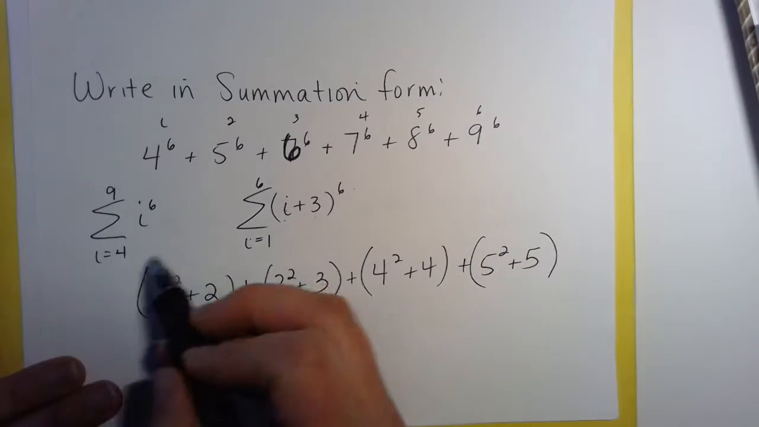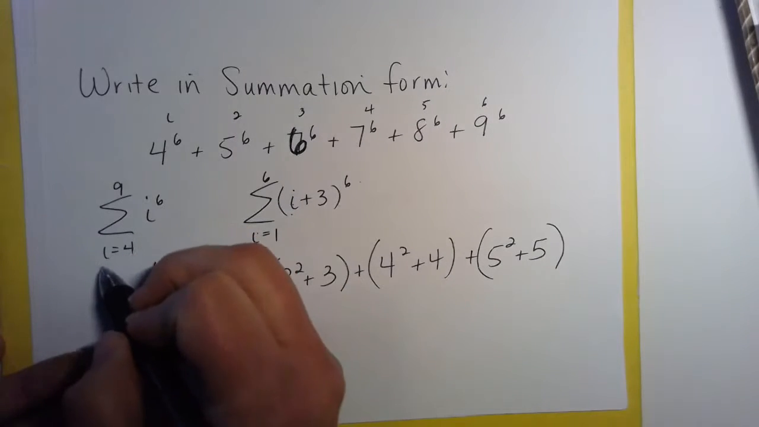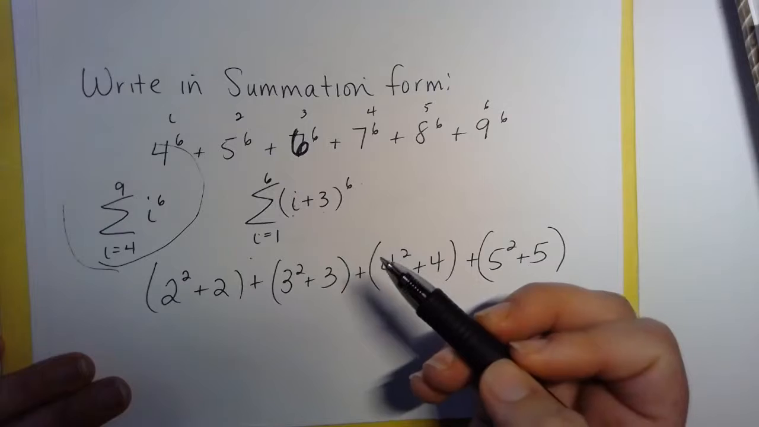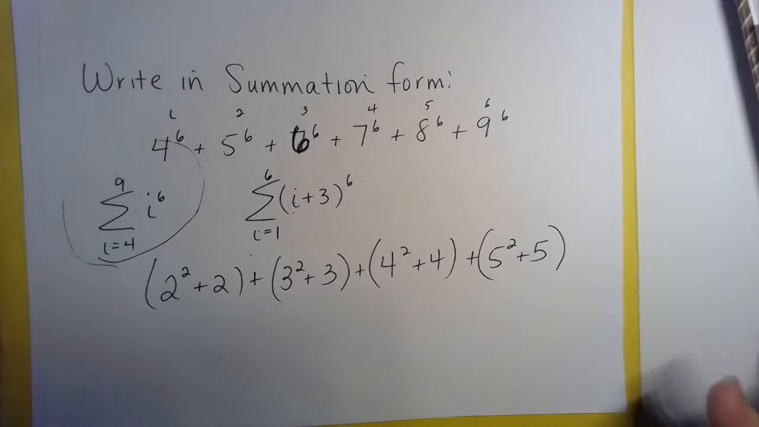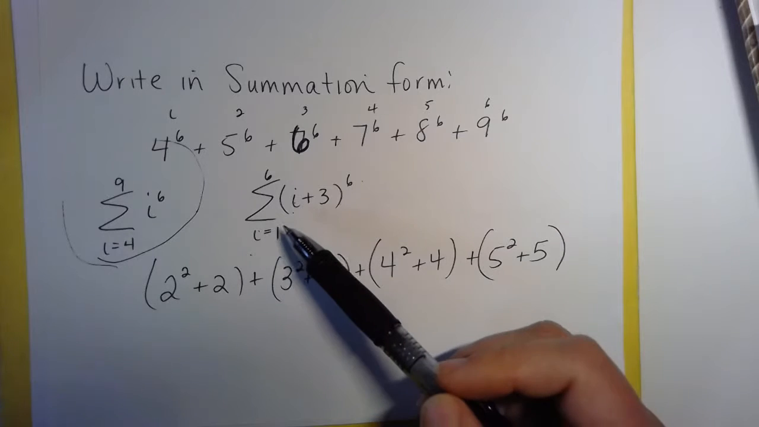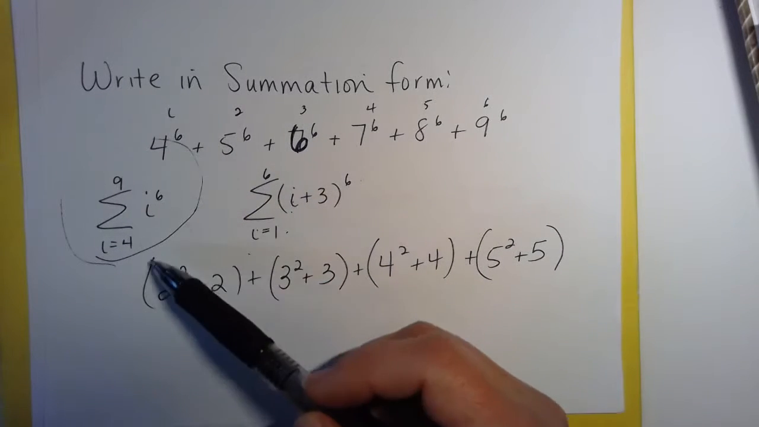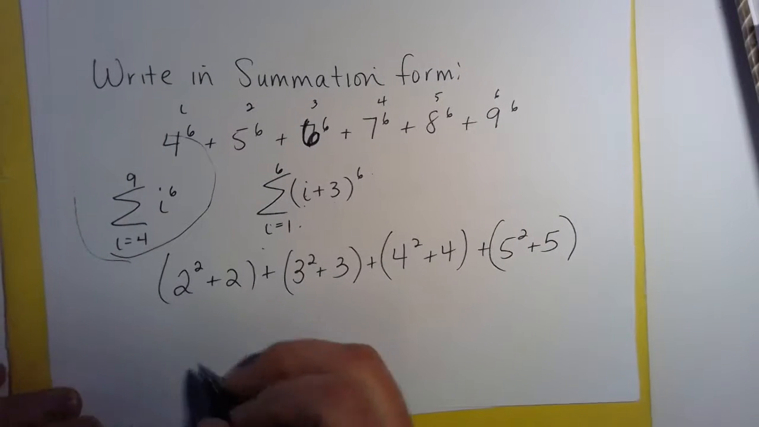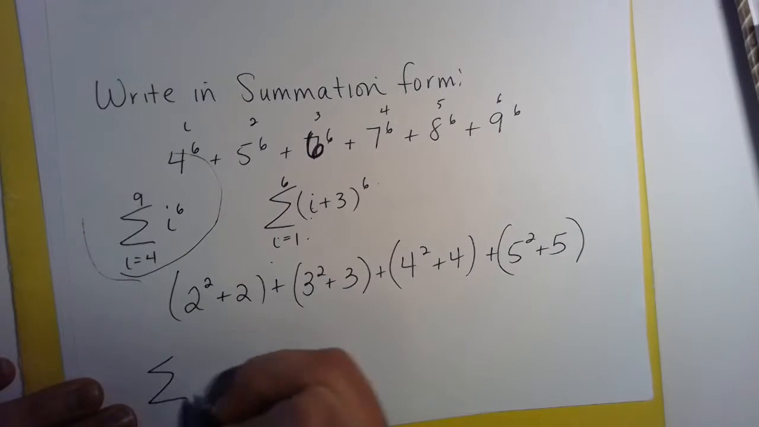So both of these are completely equivalent. This is obviously the easier one to write, but this is also equivalent. I could actually start it at 2. I can start it wherever, as long as my formula works, as long as when I put in this number, I get the first term. All right, so let's look at the second one. Let's write this one out as a sum.